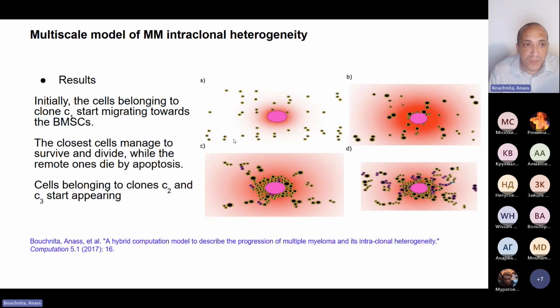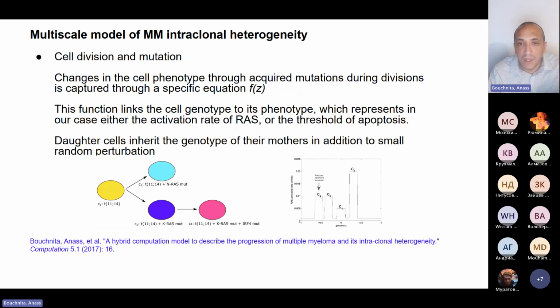So these are some screenshots of simulations. During the first hours or the first days of the simulation, the cells start migrating toward the bone marrow stromal cell, and this is the effect of chemotaxis. Something interesting here is that some cells will not reach the BMSC and will die because they will not have enough resources, while others will come close to the bone marrow stromal cell and will start differentiating.